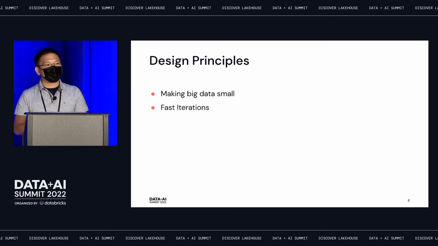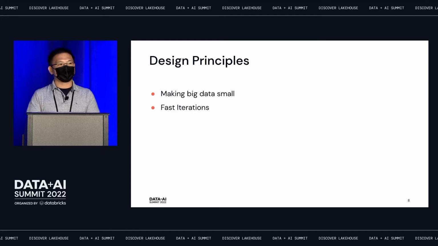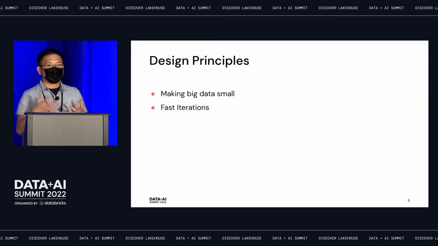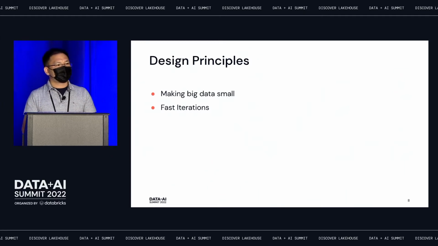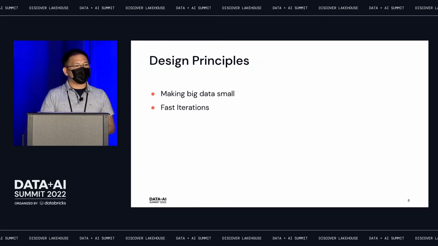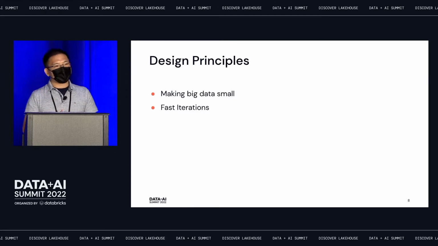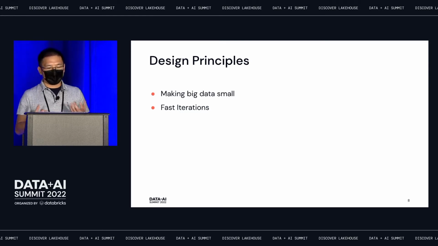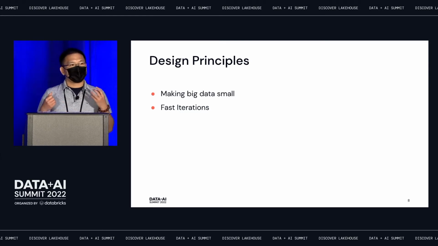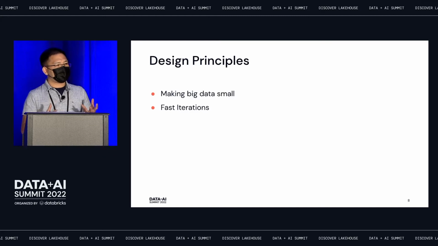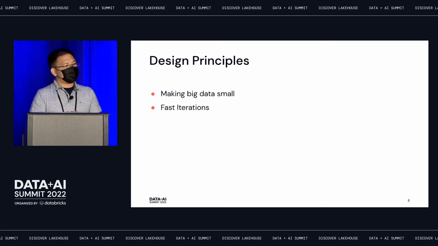Fast iteration, this is very important. We notice that our users could suffer from slow iterations by just changing a parameter or just changing some part of the SQL, and they have to rerun everything. And it takes hours for just one iteration. This is just not practical for developing models or data pipelines. So we want to create mechanisms for them to speed up the iterations.